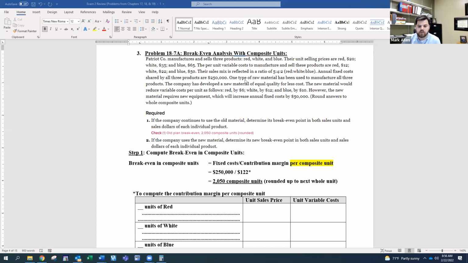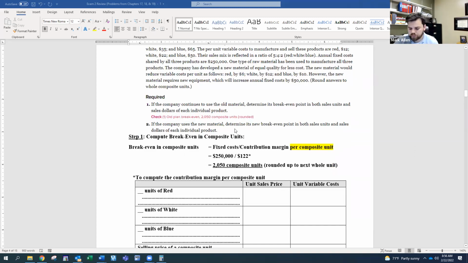One type of raw material has been used to manufacture all 3 products. The company has developed a new material of equal quality for less cost. The new material would reduce variable cost per unit as follows: red by 6, white by 12, and blue by 10. However, the new material requires new equipment, which will increase annual fixed costs by $50,000. So here we go. Part 1 says, if the company continues to use the old material, determine our break-even point in both sales units and sales dollars of each individual product.